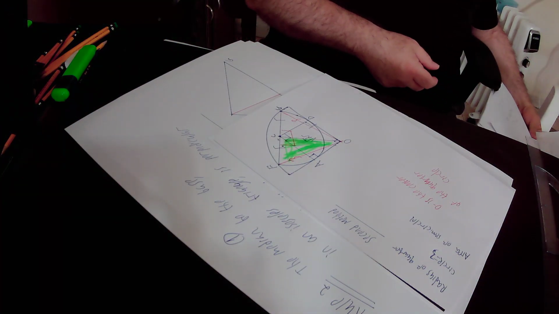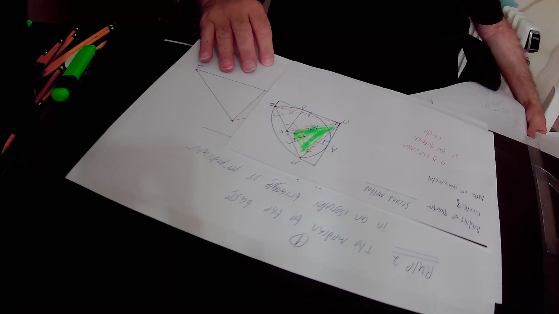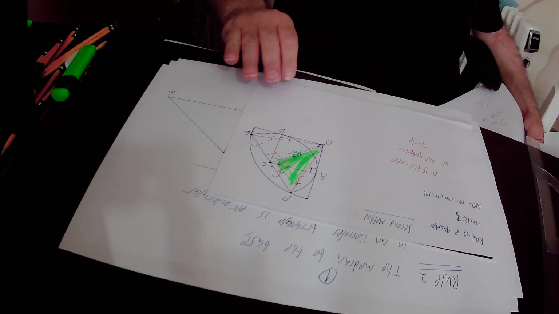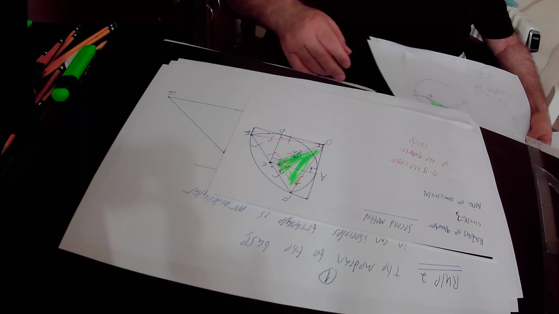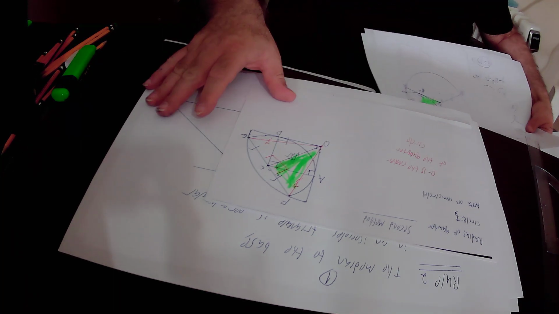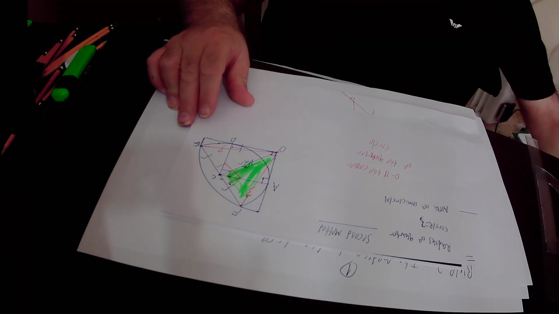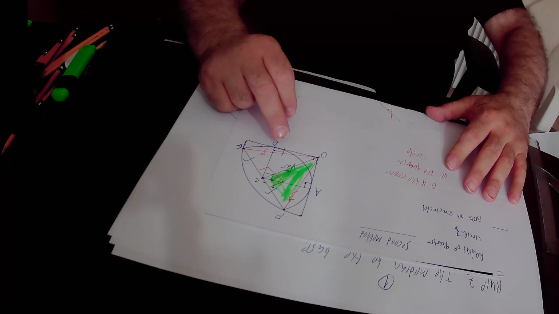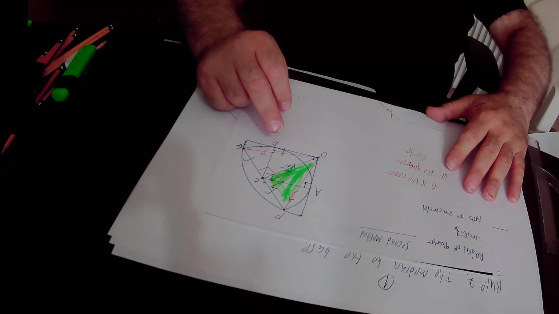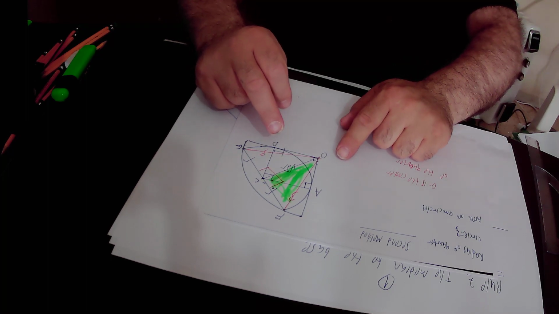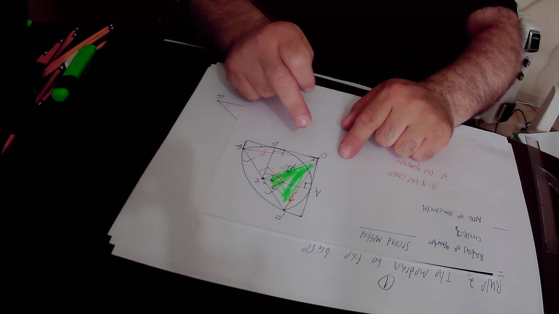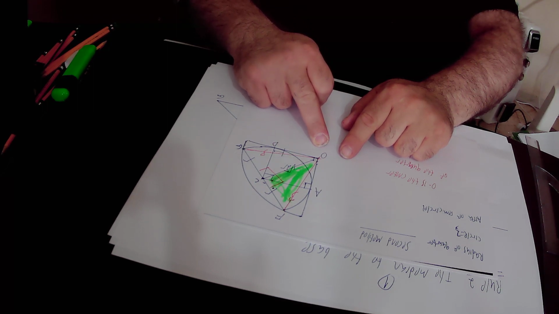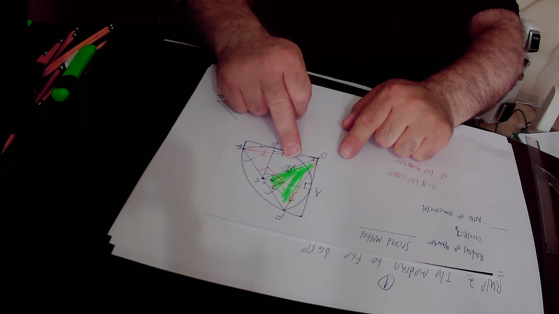In the second method, here we used all the things that we've already found out in the first method. So here ACOD is a square, and we already found out that the diagonal of this square is equal to square root of 2r.